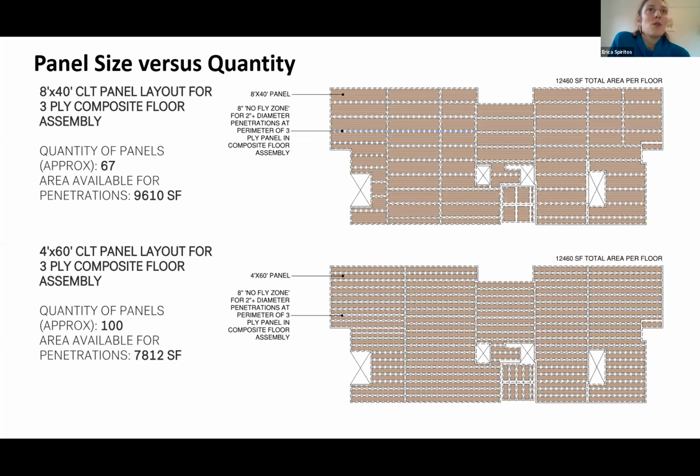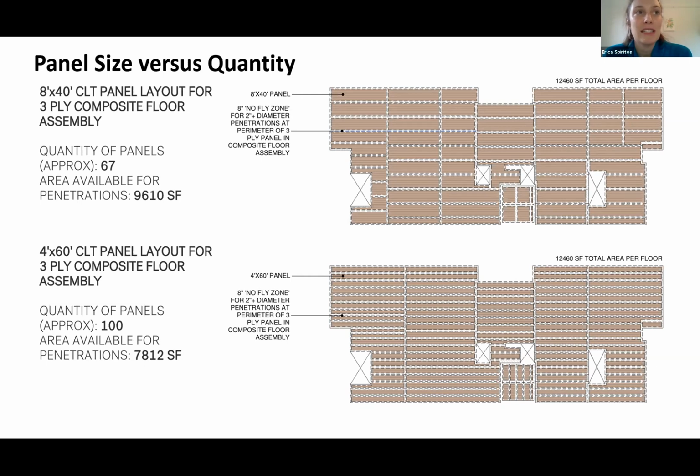Let's see this. I think what I want to talk about here is just the installation efficiency. The 8x40 system that you see up top lends itself to a more efficient installation. You've got 67 panels per floor deck, roughly, whereas this 4 foot by 60 foot CLT panel system increases the amount of picks significantly to 100 per level. It may be that that's the make or break kind of factor that sets your procurement strategy.